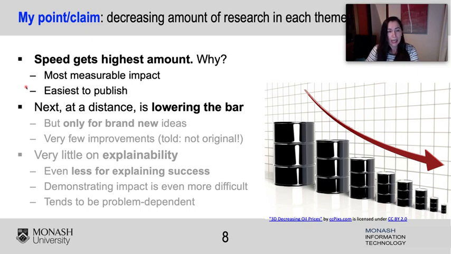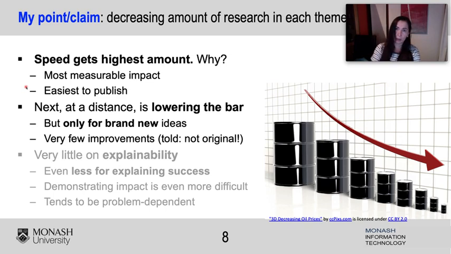The next one is, but at a distance, lowering the bar, but only for brand new ideas. It's very difficult actually to publish improvements because often you're told, not original enough, this has been done. Well, perhaps it has been done, but not as well. Much easier if it's for speed, it could have been done before, but if you can prove that there is 5%, X percent improvement in speed. But proving that you have lowered the bar X percent is very, very difficult, and therefore much more difficult to publish. Not less useful, but more difficult.